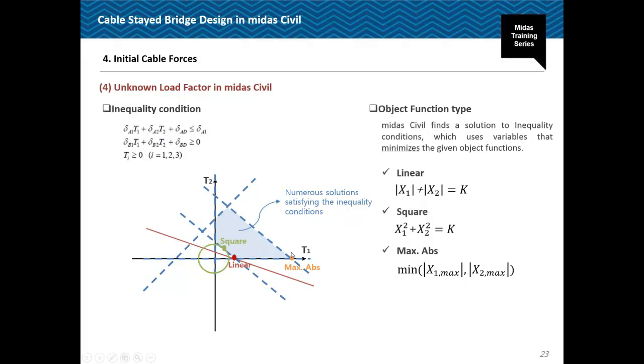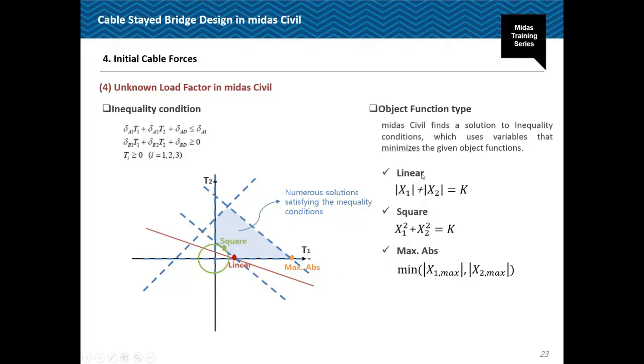So let's say T2, this one, was smaller than this one. In that case, it will be selected as the optimal cable force set when the max absolute is selected. So when the inequality condition is entered in the constraint condition by the user, it means the optimized force set is not just one value. It will have a certain range. Among this range, how do we determine the optimized cable force? Using these three options, we can determine the optimized cable force set.